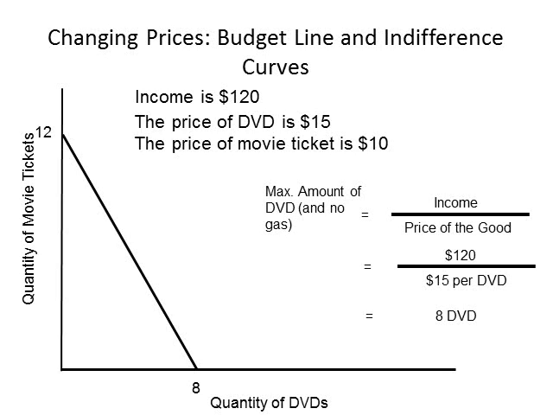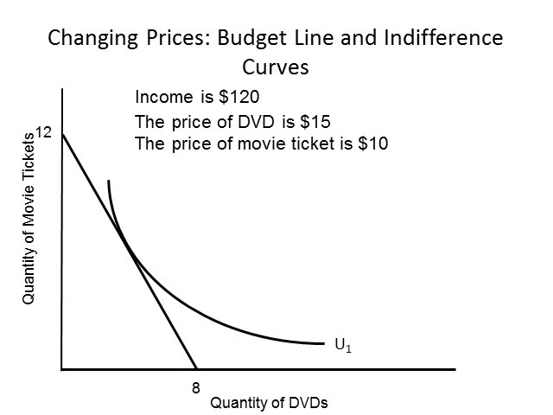Next, let's add an indifference curve to the graph. Notice that the indifference curve, U1, touches the budget constraint line. Let's assume that the utility curve, U1, touches the budget constraint at 3 DVDs. Next, we'll increase the price of DVDs to see what happens.